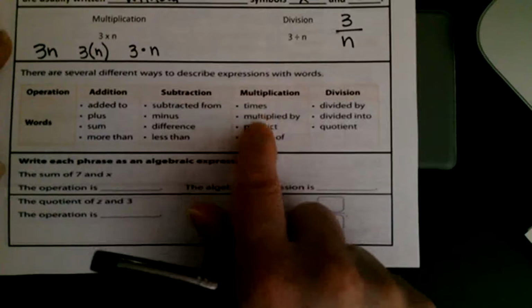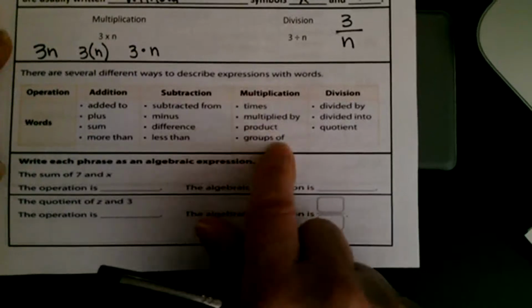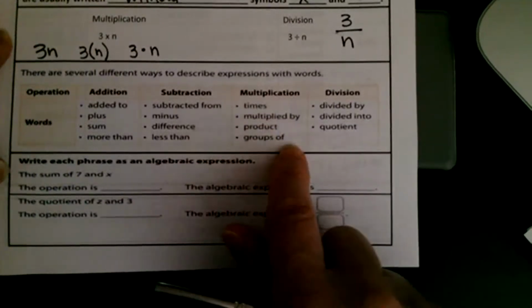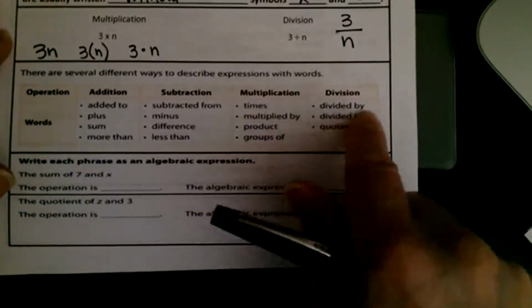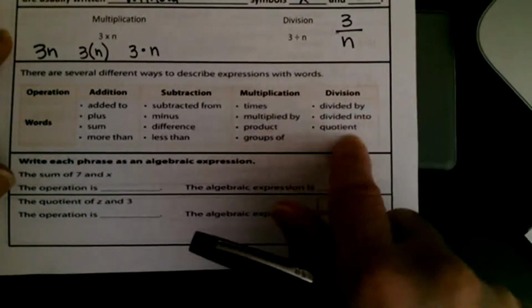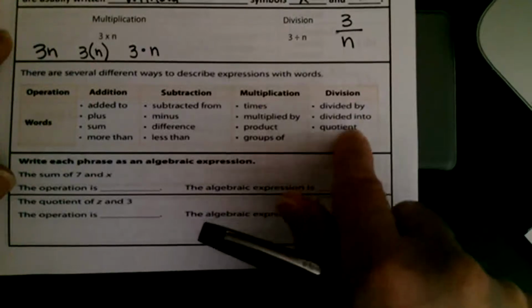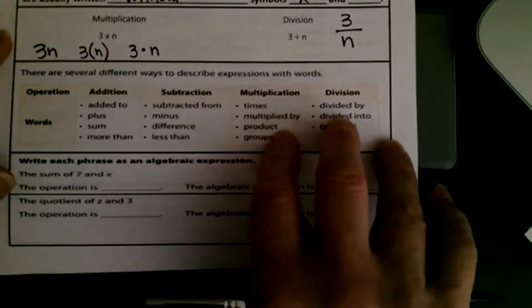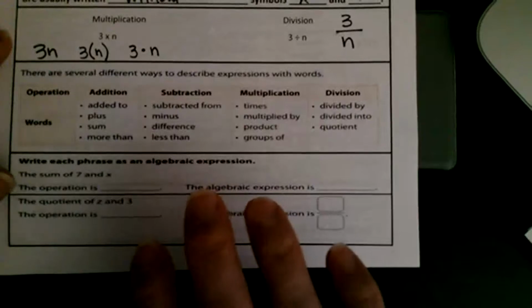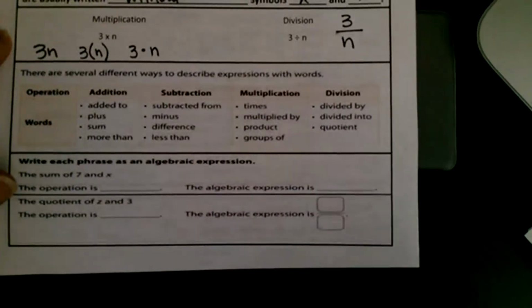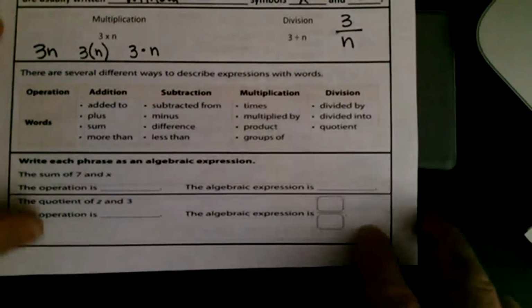Multiplication could be times, multiplied by, product, group of. The word of often means multiplication. Division: divided by, divided into, quotient. Those are all division words. Now, there are other words for all of these, but this is just some of the words you might see. And you're going to be practicing taking words and writing algebraic expressions, okay?